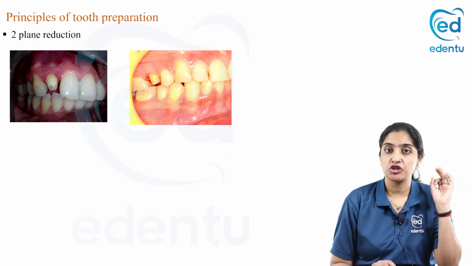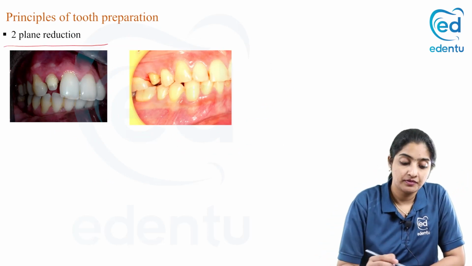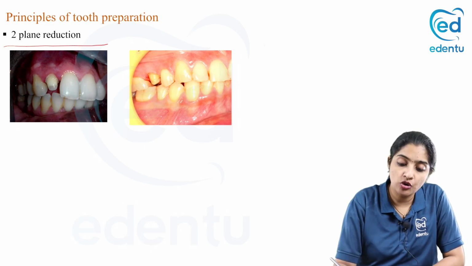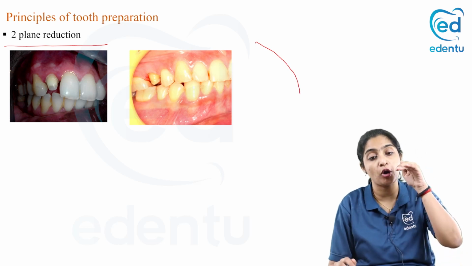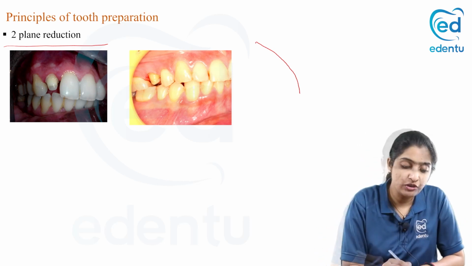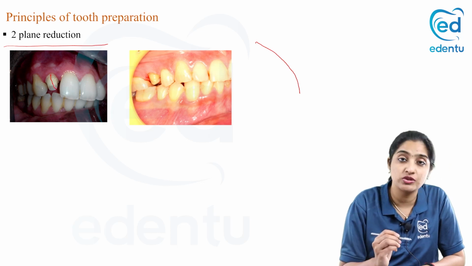Like when I said preservation of tooth structure, you always look for a two-plane reduction. You are not going to reduce it in a single plane. You are going to always have a two-plane reduction so that you give a proper convergence and you give proper aesthetics. When you see this tooth which is prepared, it is a two-plane reduction. You have one plane here and the other plane which goes inside.